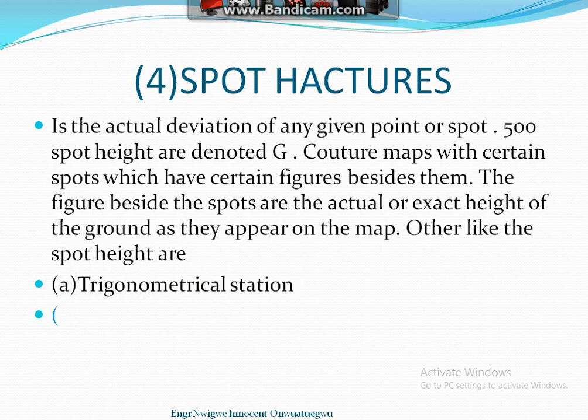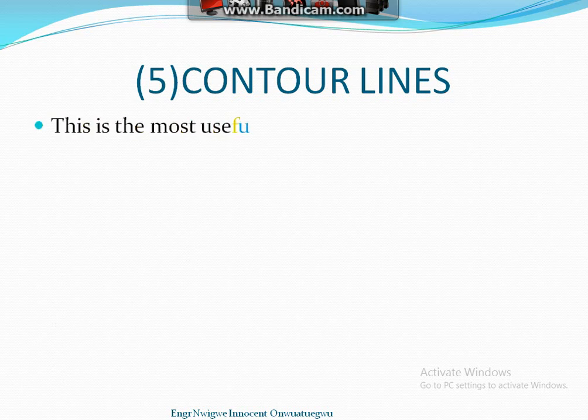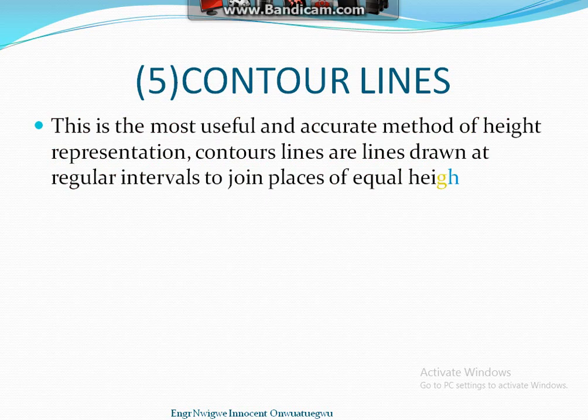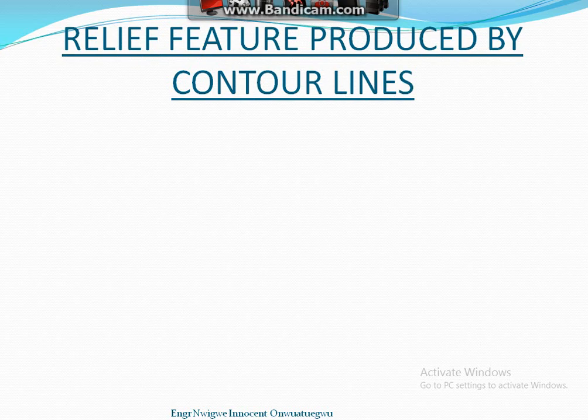Trigonometric section. B. Benchmark. Contour lines. This is the most useful and accurate method of height representation. Contour lines are lines drawn at regular intervals to join places of equal height above the sea level. Relief features produced by contour lines.